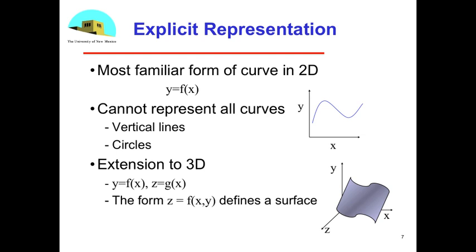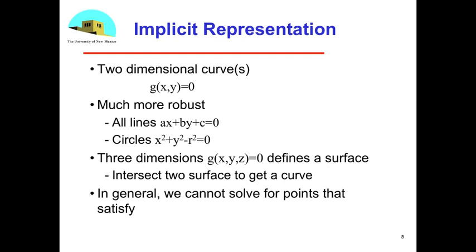Now the next form is the implicit representation, where in 2 dimensions you have a function g of x and y that you can evaluate, and wherever it's 0, that says you're on the curve. Sometimes that's called a membership function because it divides space up into 2 regions, one for which the value is 0 and then all the rest of it where the value of g is not equal to 0.